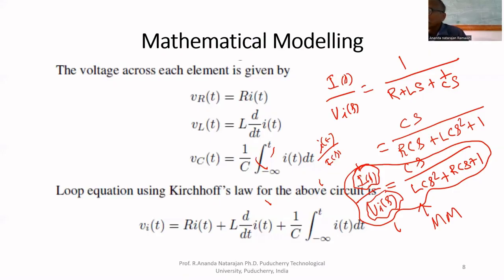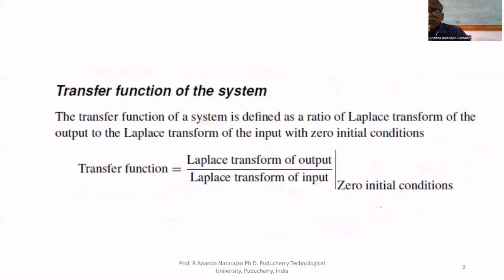It is in the Laplace domain, or we can say that it is in the frequency domain, or in transfer function form. So, what is the definition for transfer function? Transfer function of a system is defined as the ratio of the Laplace transform of the output to the Laplace transform of the input with zero initial conditions. That is more important: with zero initial conditions.